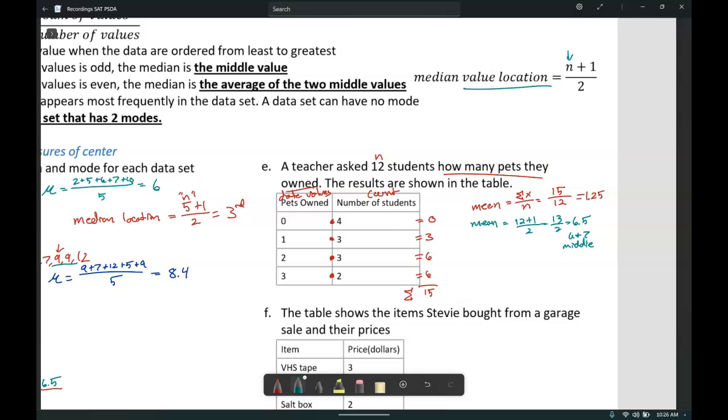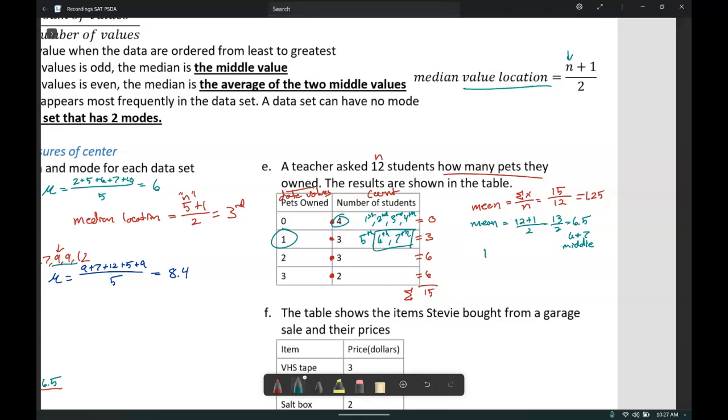Okay, so we need to find out which data points are in the middle. So we go through and say, okay, well, my first 4 data points are here. So that's data point the first, the second, the third, and the fourth. And then the next 3 data points, the fifth, the sixth, and the seventh, are in this next category. And so since I'm looking for the sixth and the seventh data point, that's both ones.